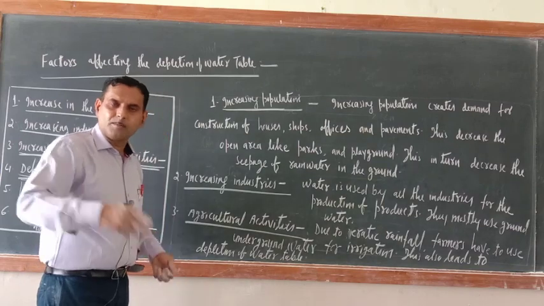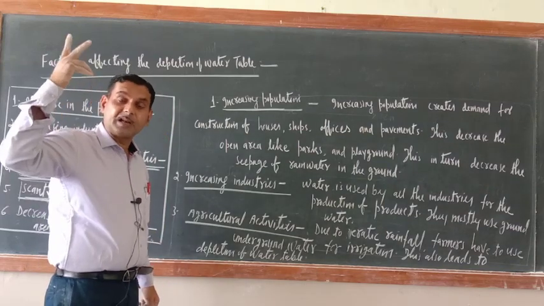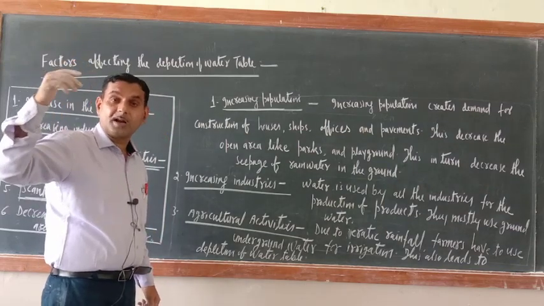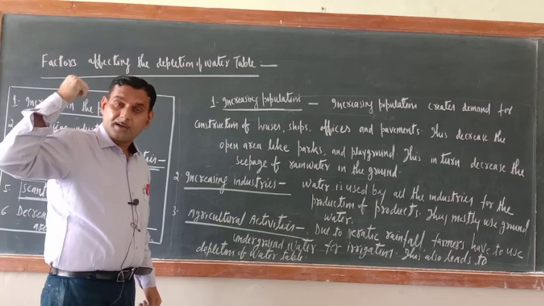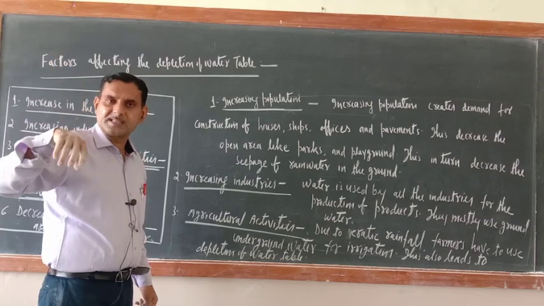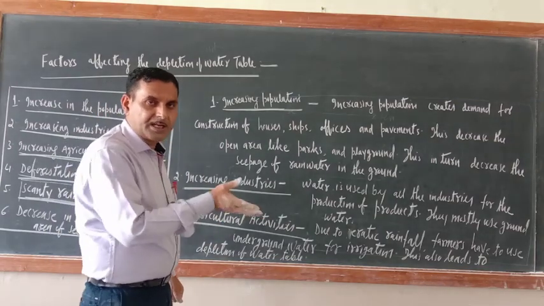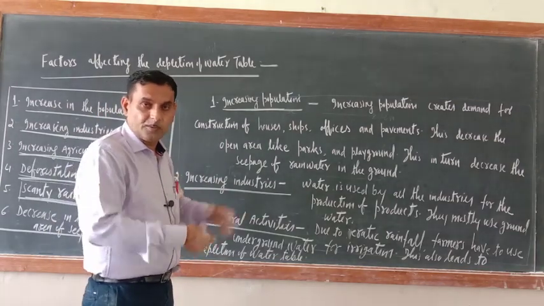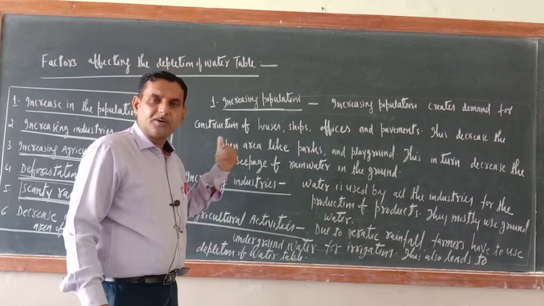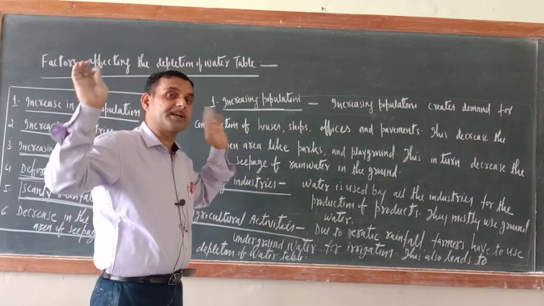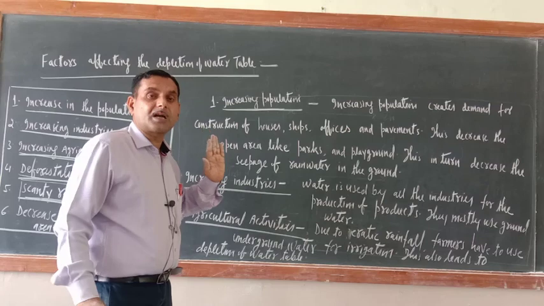So just see, if more population is there, they will have more demand for houses, pavements, offices, shops. So what would be there? Open area will decrease or not? Gardens won't be there, open area won't be there. Then even if sufficient rainfall is there, water will not seep.